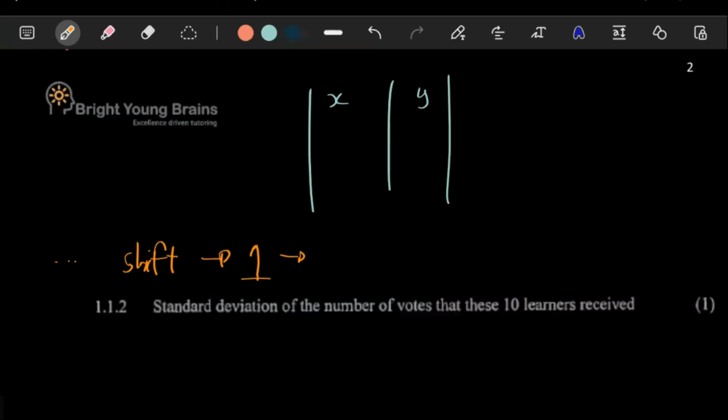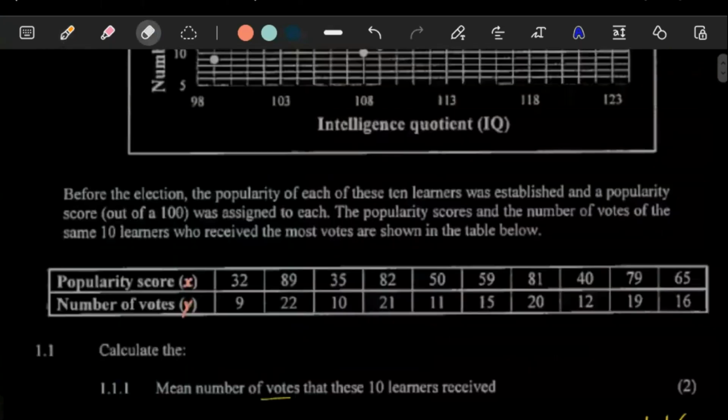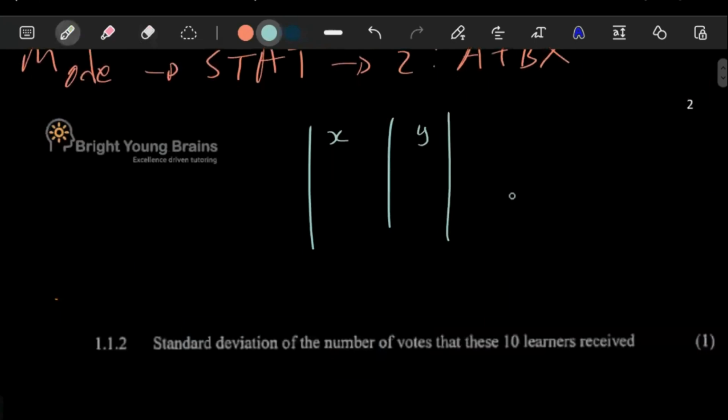But then, we want the standard deviation. We have just put in the data in the calculator, and we still just want the standard deviation, but for the number of votes. So to get the standard deviation for the number of votes, you're going to press shift stat, and then you're obviously going to click on var.